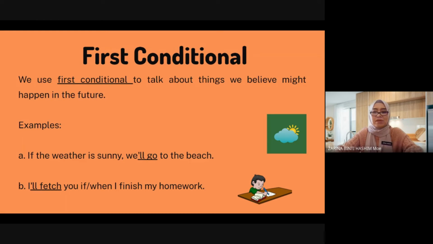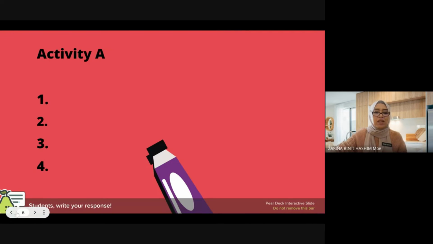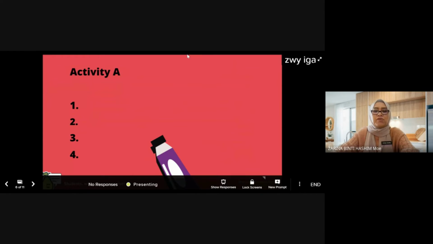Any questions before we do the exercises? You have to really know the difference first before we do the exercises. So if there is no question, now let us do the exercise. Activity A. Please refer to your textbook. I'll give you the link to Peardeck for you to type your answer here. Hold on. Stop sharing first. Activity A. Before you do anything, please listen to my instruction first. Look at your textbook at the same time.